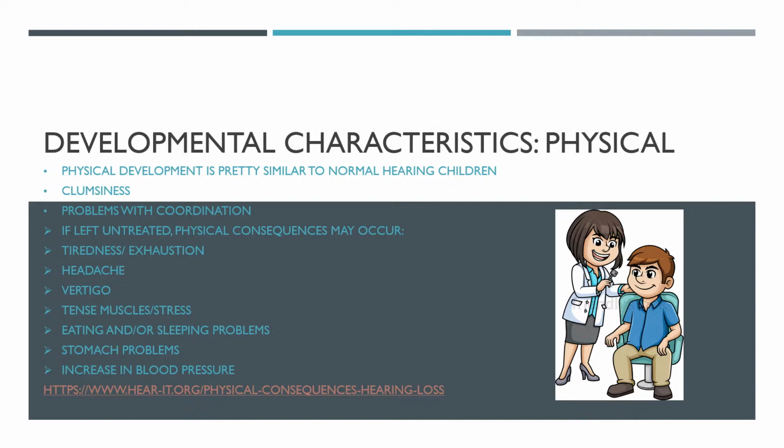Physical function is not really impaired as much either, aside from the actual problems within the ear, depending on what type of hearing impairment they have. Two things that have been found to be associated with hearing impairment is clumsiness and problems with coordination. Again, two things that can be treated and helped with therapy and rehab. However, if left untreated, physical consequences can occur.